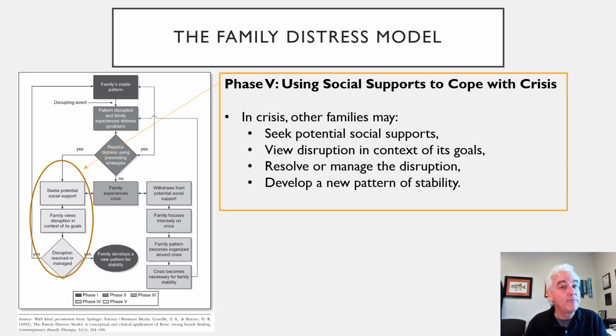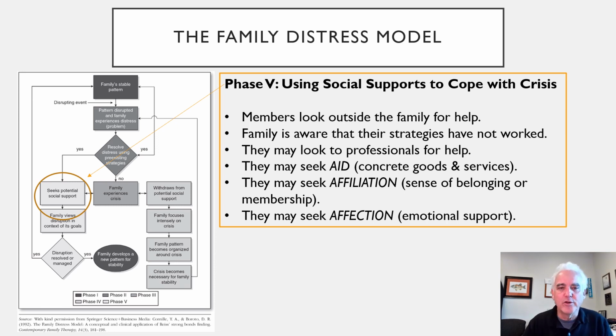This can lead to a new and, frankly, healthier pattern of stability. It can also lead to a deterioration in their stability as well. So let's look at each of these components one by one. Notice that the circle shrunk to the very first rectangle there. Families look outside their own world for help, these families in phase 5. They are aware that what they've done in the past has not worked. Their predictable patterns have not been effective to deal with this crisis. And frankly, some families may have recognized that being crisis-oriented, the right side of this diagram, phase 4, was not sufficient.